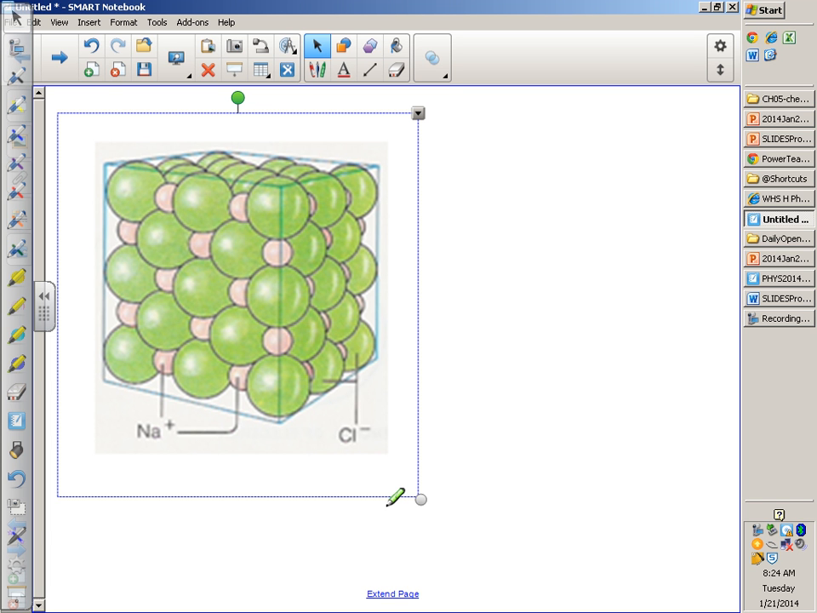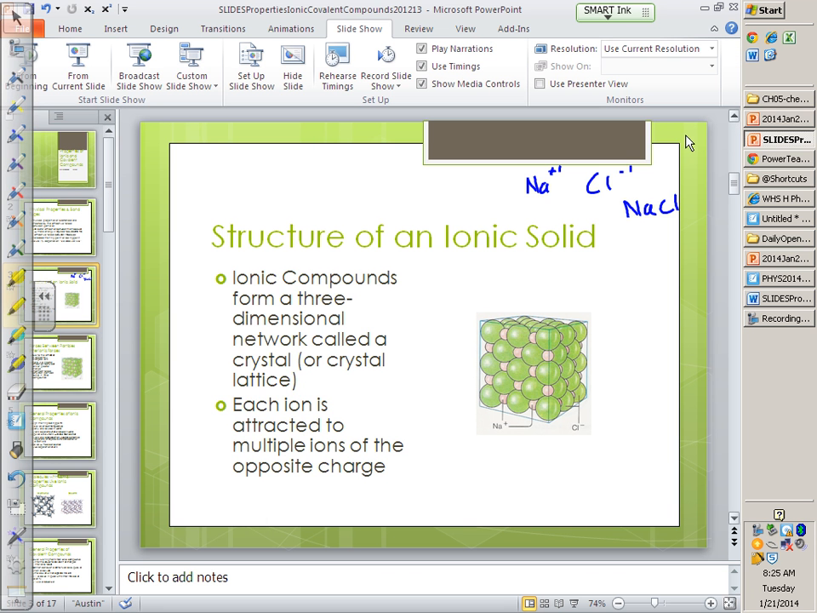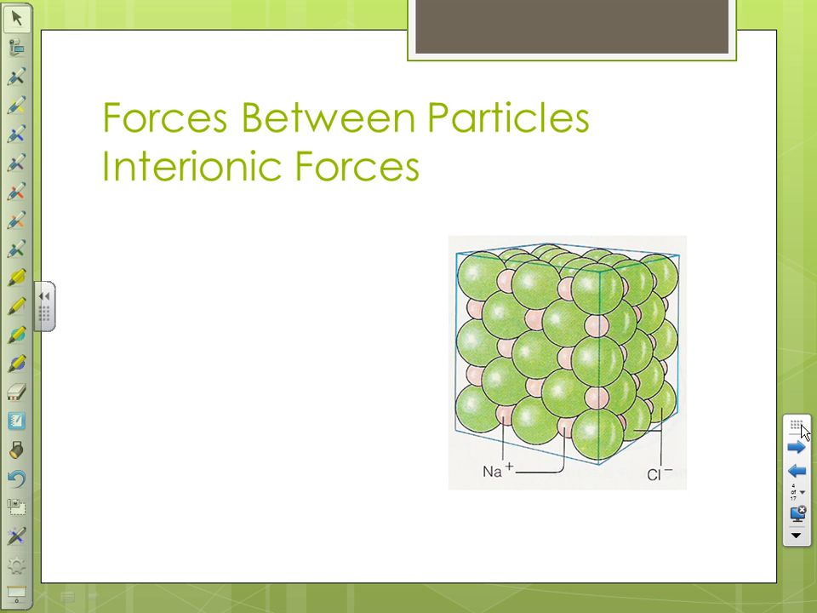It's not just one sodium attached to one chlorine. It's one sodium surrounded by a bunch of chlorines, and then that chlorine then surrounded by a bunch of sodiums, and vice versa, and along down the road. Okay? Good with that? At least the idea of what a crystal is. So what does that then mean? We refer to this crystal being held together by interionic forces, right? Because we know English, we know that inter means between, right? And if it's interionic, that means between ions. So, right?